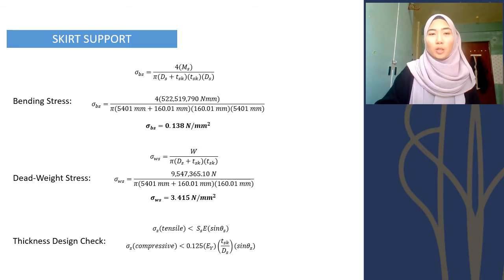The skirt support of the reactor vessel is given by the bending stress of 0.138 Newton per millimeter square and the dead weight stress of 3.415 Newton per millimeter square, which comprises tensile and compressive stress.